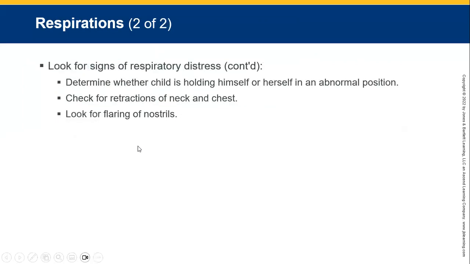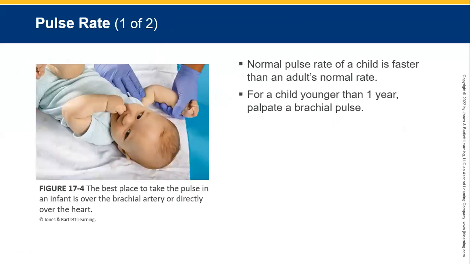Look for signs of respiratory distress. Okay, check for retractions on the neck and the chest and look for flaring nostrils. Again, pulse rate. Remember, normal pulse rate is different for a child. For a child younger than a year old, palpate the brachial pulse in the arm.